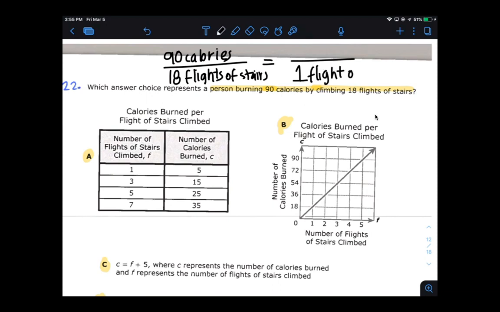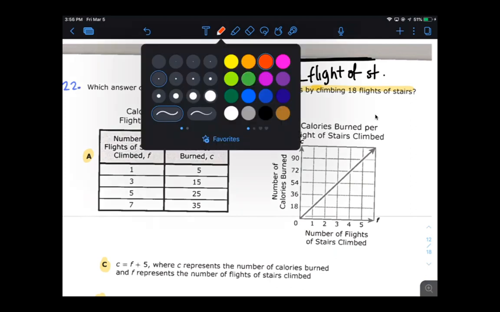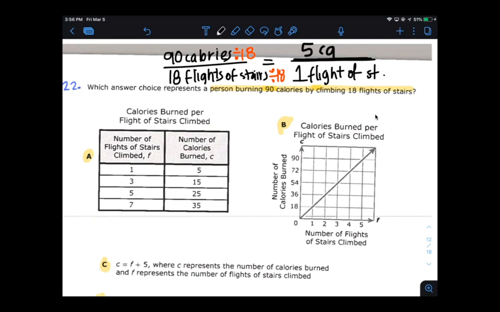How many calories would I burn? So I go, okay, let me see. I would have to divide this by 18, right? Divide 90 by 18. If I divide 90 by 18, my answer is 5 calories, right? So this is definitely an equivalent rate. In this case, it's a unit rate to the original 90 calories for 18 flights of stairs: 5 calories per flight of stairs.